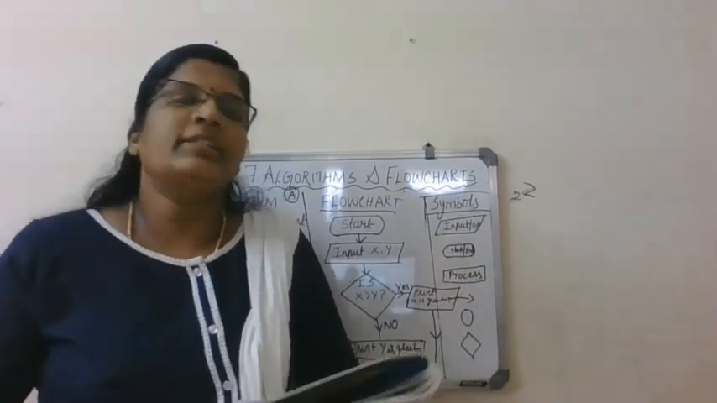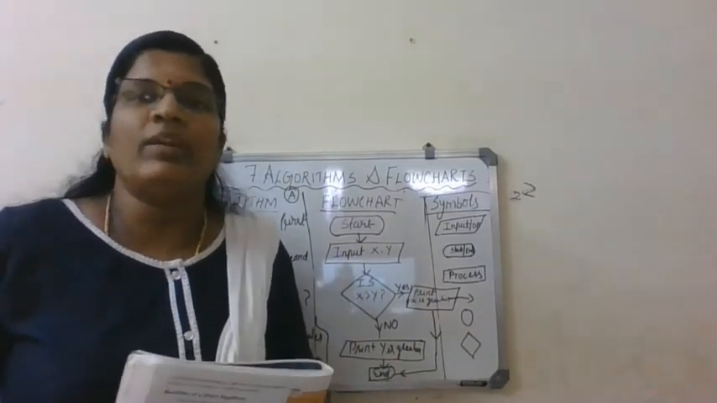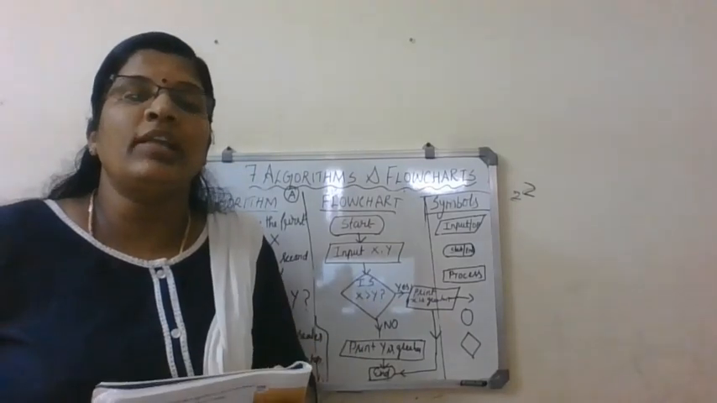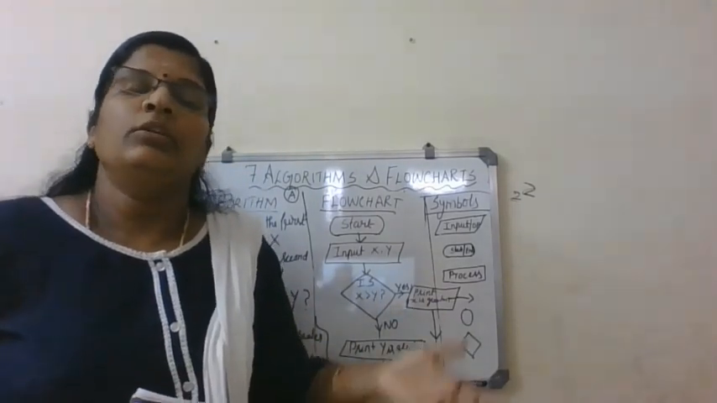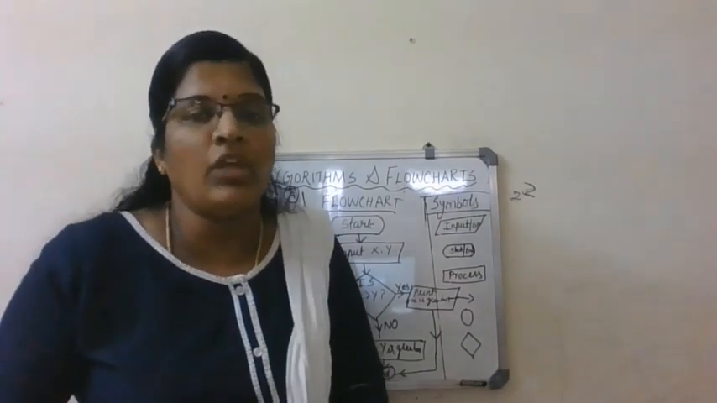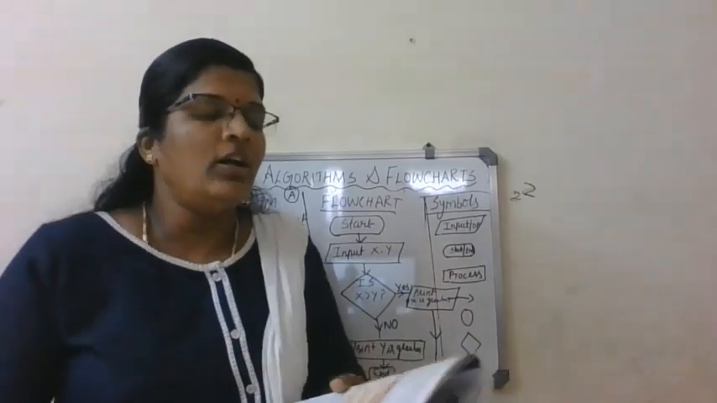Then it saves time because we have already written the algorithm and flowchart. We can follow the same while writing the program. We don't need to get confused about what to write next. You can just look at the flowchart and follow the same procedure. So it saves your time. Got it? So these are the advantages of a flowchart.